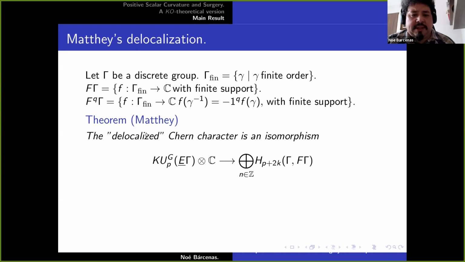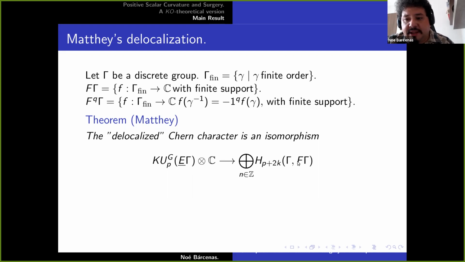Now let me quote the result I'm going to use. There is this theorem by Michel Mattei, which tells you that the so-called delocalized Chern character is a homomorphism from the left-hand side. This is K-homology, equivariant K-homology of the classifying space for proper actions. This is what appears in the left-hand side of the Baum-Connes map, into this group homology with strange coefficients over there.